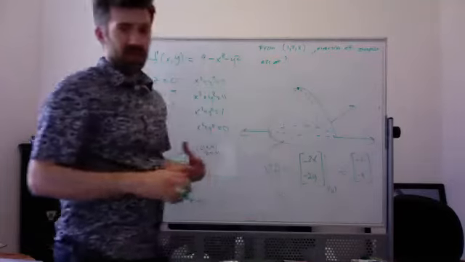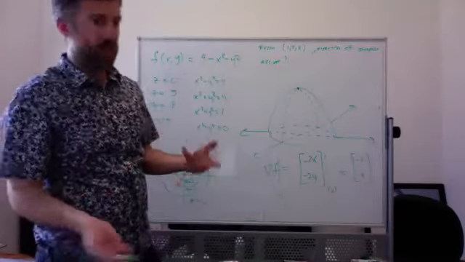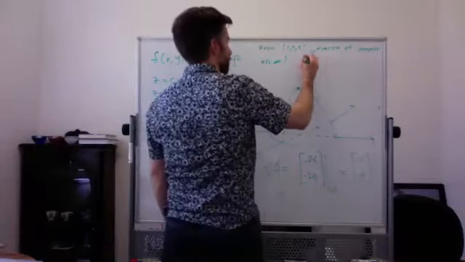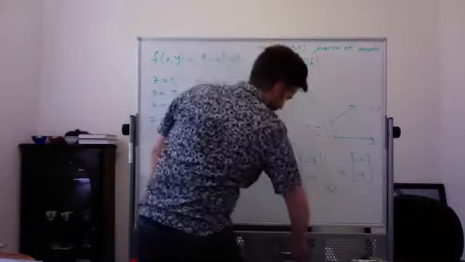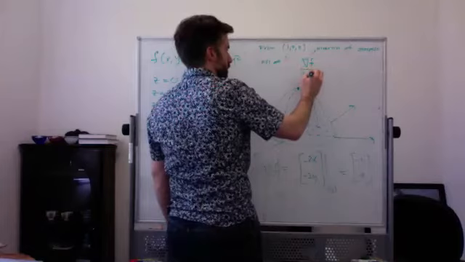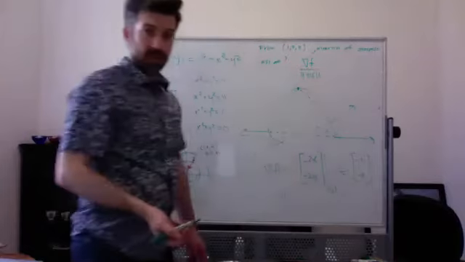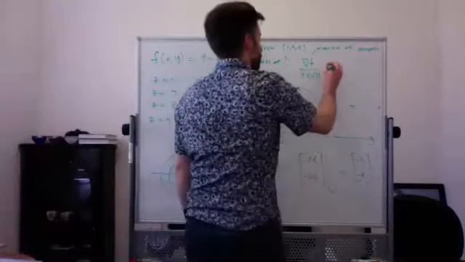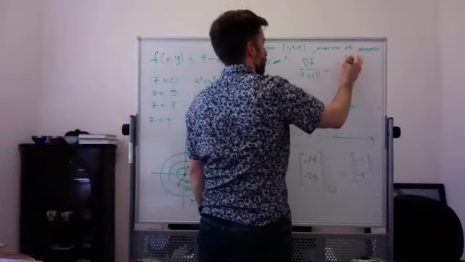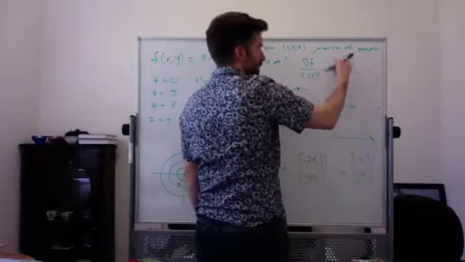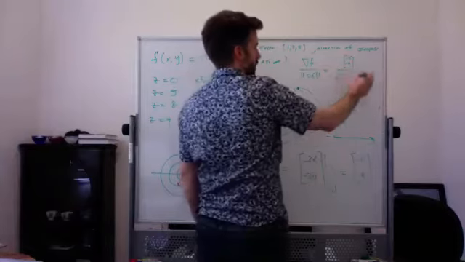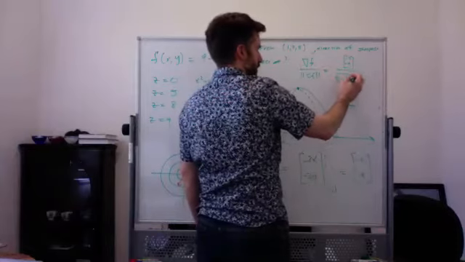Well, the answer to that question, regardless of the function, is just the gradient evaluated at that point. I'm just going to write it this way. It's just the gradient, but you have to normalize it. So it's the vector negative 2, negative 4, divided by the magnitude of that vector, which is just the square root of negative 2 squared plus negative 4 squared.